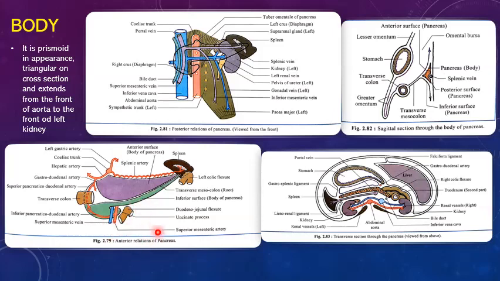Now the jejunum, then ileum. Ileum will continue as large intestine, where there will be a bulge called cecum and appendix. Then the cecum will continue as ascending colon, then transverse colon, then descending colon, right? So the point where the ascending colon converts into transverse colon, that bend is called the right colic flexure. And when the transverse colon gets down to continue as the descending colon, that flexure is called the left colic flexure. So that left colic flexure is related to the inferior surface of the body of pancreas.